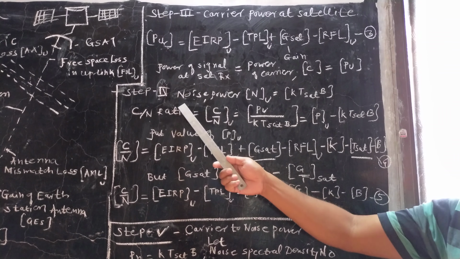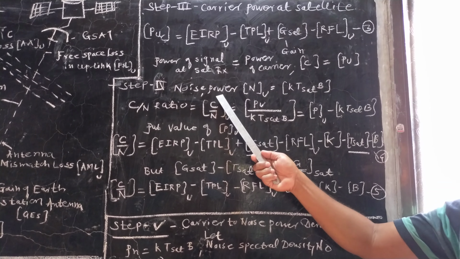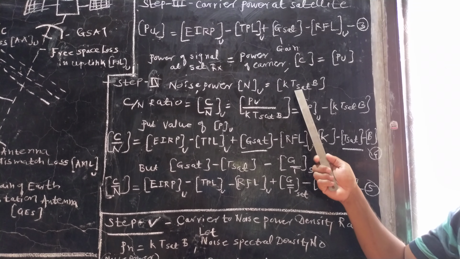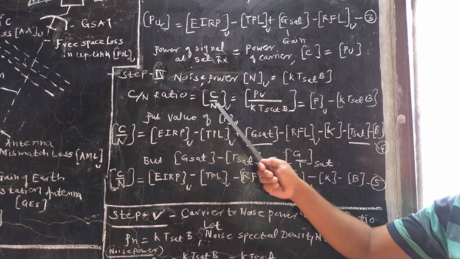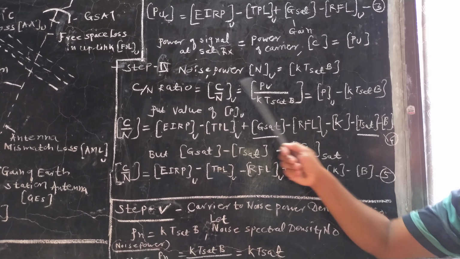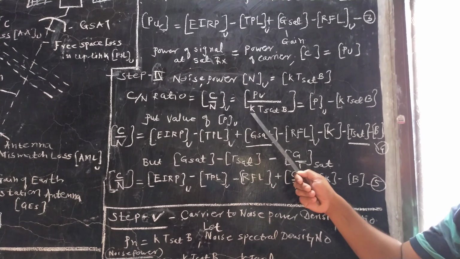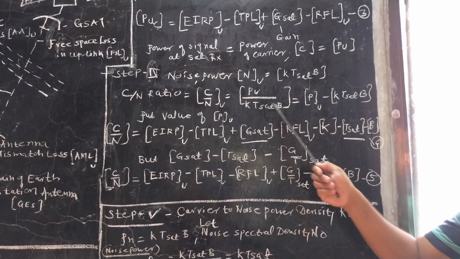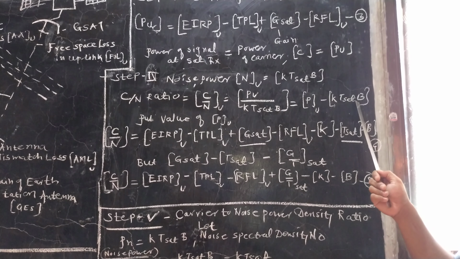Then next step 4, we have to calculate noise power and C by N ratio. Noise power is generally given by N uplink is equal to KTB, where T is the temperature of satellite. Then C by N ratio is given by, we have to fill up the value of C is equal to PU, and N is equal to K T sat B. Then all these terms are in dB, we can write P minus K T sat B.